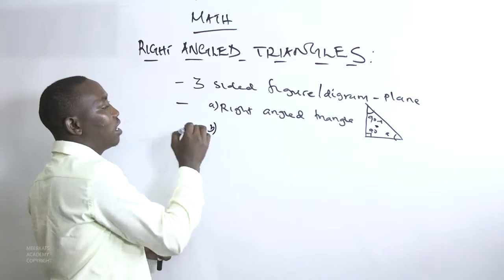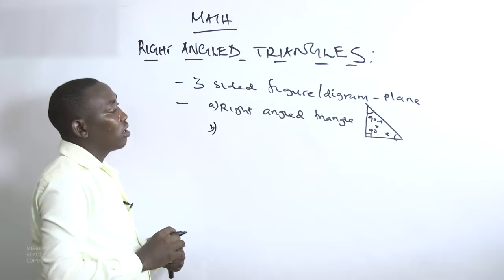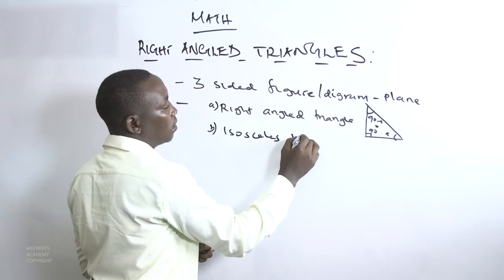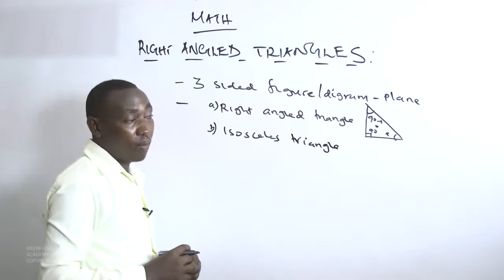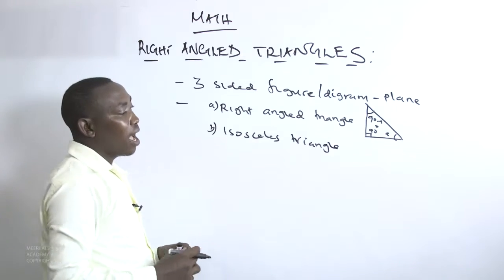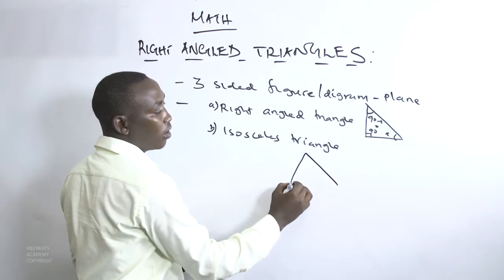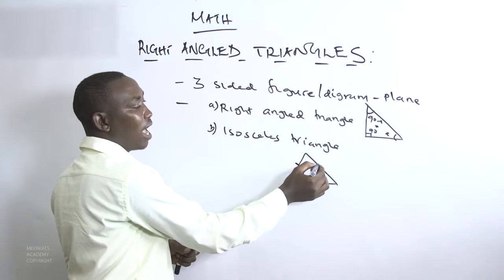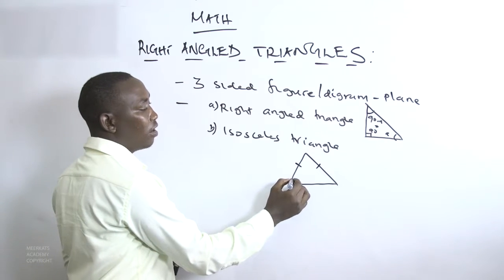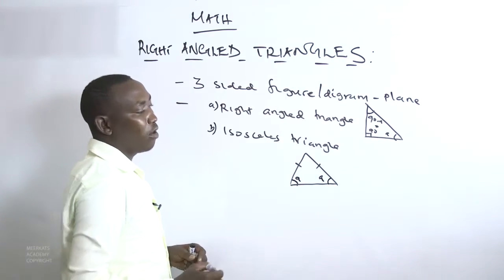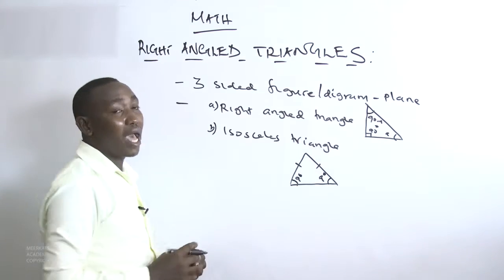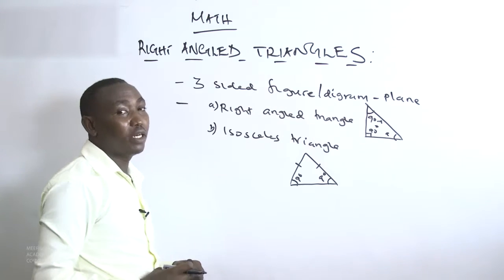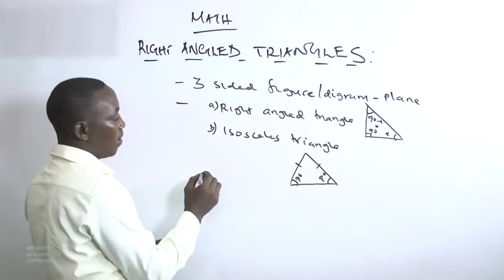We have another type of triangle called the isosceles triangle. This kind of triangle has two sides and two angles equal. So if this is an isosceles triangle, this side and this side being equal, then automatically this angle and this angle, which are normally referred to as base angles, are going to be equal. Two sides and two angles are equal.